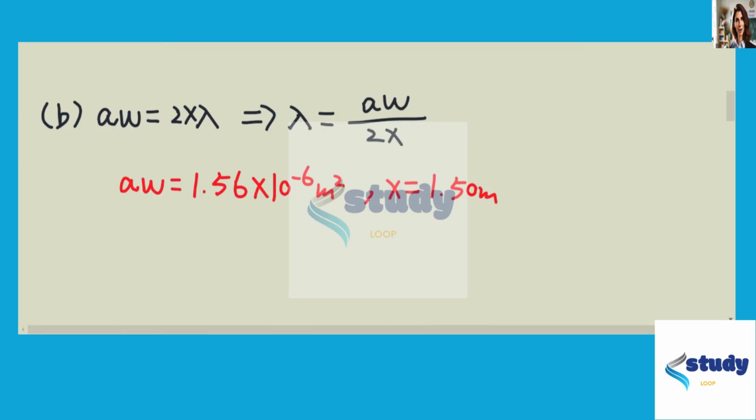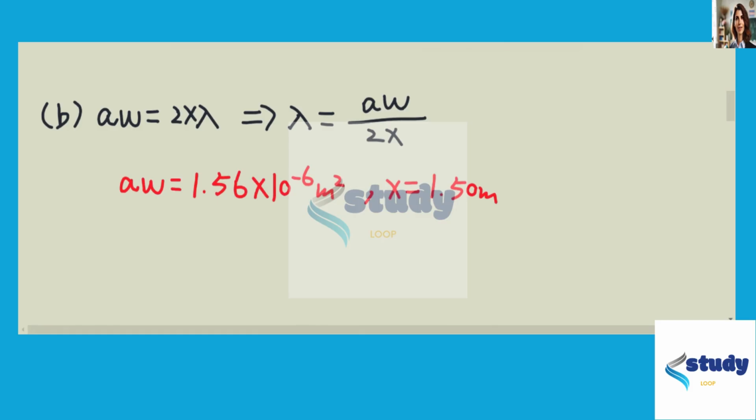Therefore, let's jump to question B. Well, we know a omega is equal to 2x lambda, so therefore lambda is equal to a omega over 2x. And based on the graph and the table that was given from the question, a omega is equal to 1.56 times 10 to the power negative 6 meters squared.